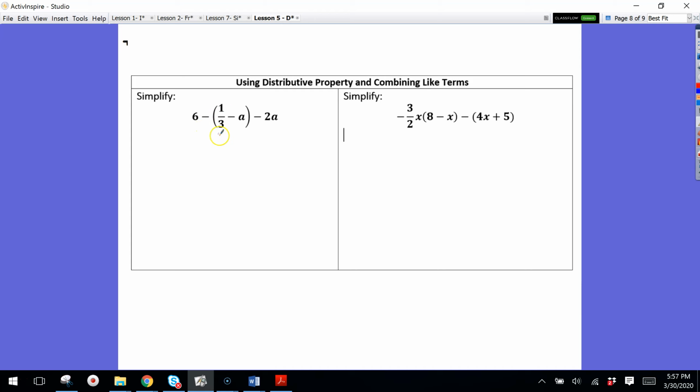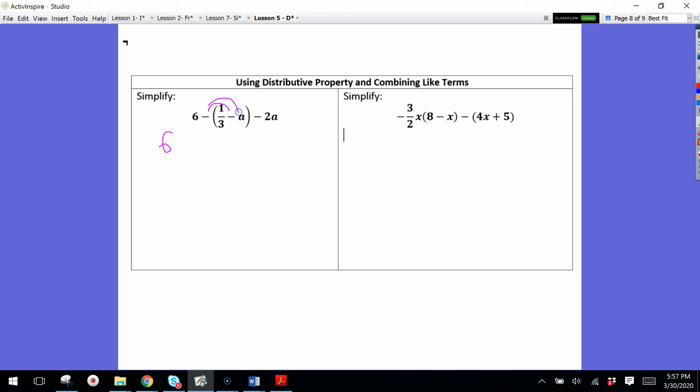So here right now I have these parentheses, and outside my parentheses what I have is a negative. So this basically means that I'm distributing a -1 here. So I'm going to bring down this 6. Again, I'm not distributing a 6 because the terms are being separated by addition and subtraction. I'm distributing a -1 here.